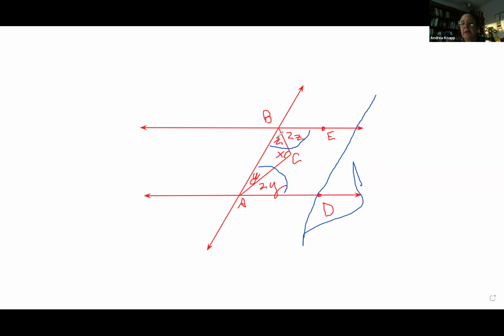So that tells me that here I have 1Z plus 2Z. So we've got 3Z plus 3Y is going to equal 180.